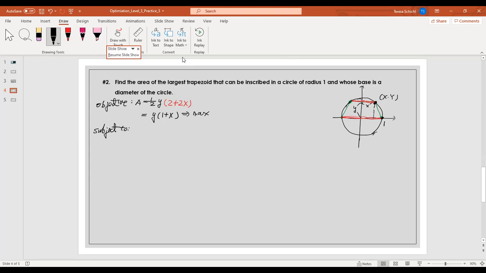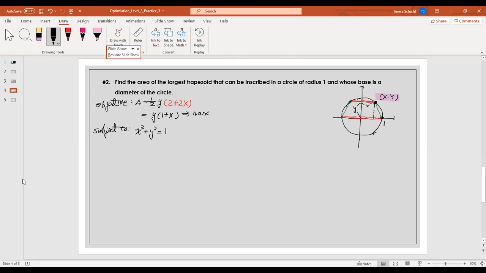Okay, now my job is to try to find the relation between x and y. Take a look here, right? For this problem, for any point on the circle, for example, this x, y is on the circle. Because of the circle, I have one good property. What is that? That means x squared plus y squared is equal to 1. Correct? All right.